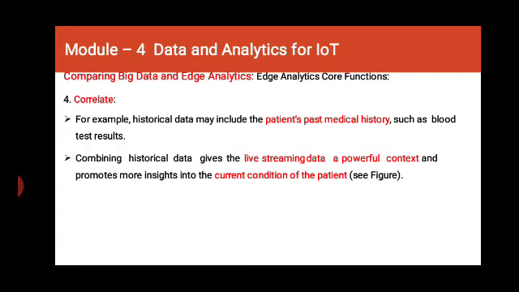For example, historical data may include the patient's past medical history such as blood tests and so on. Combining this historical data gives the live streaming data a very powerful context and promotes more insights into the current conditions of the patient.